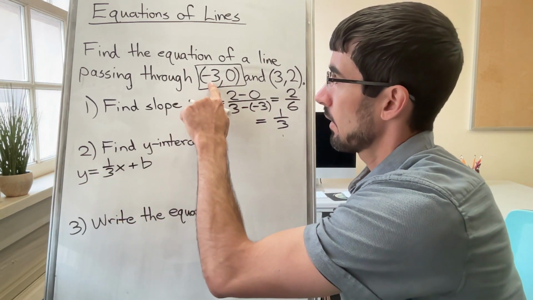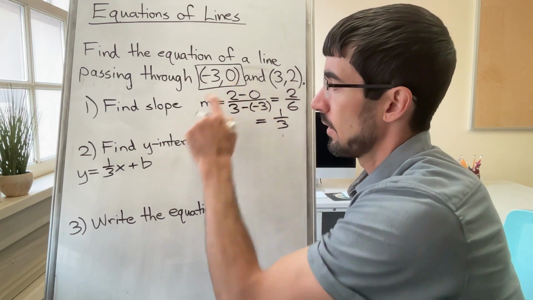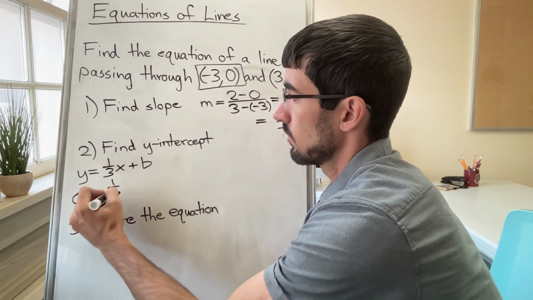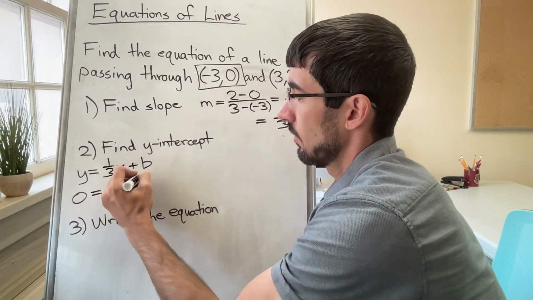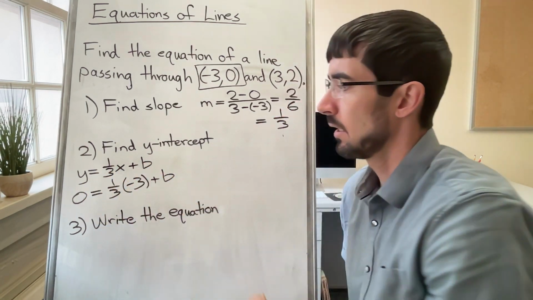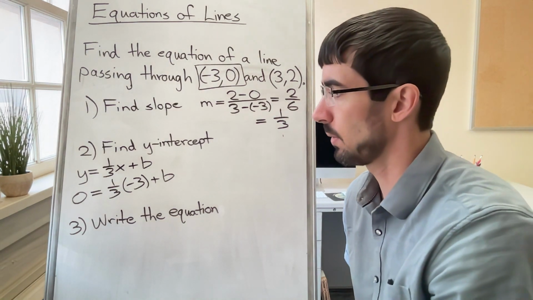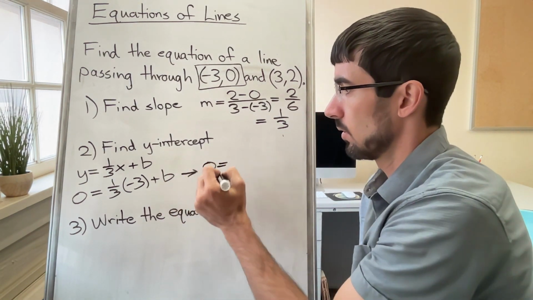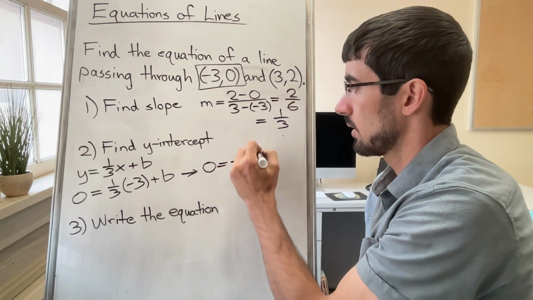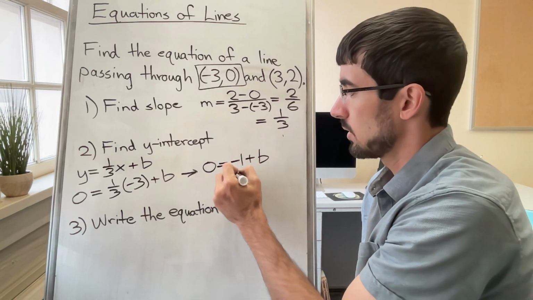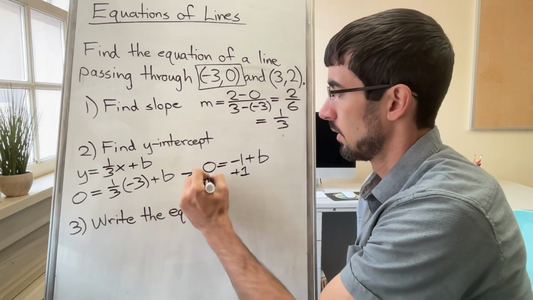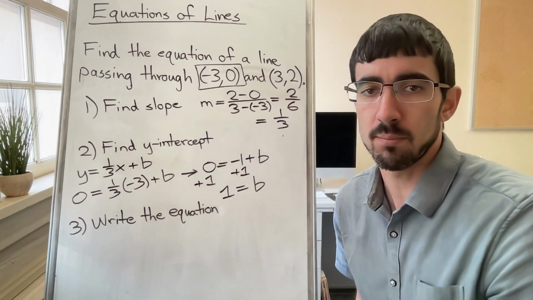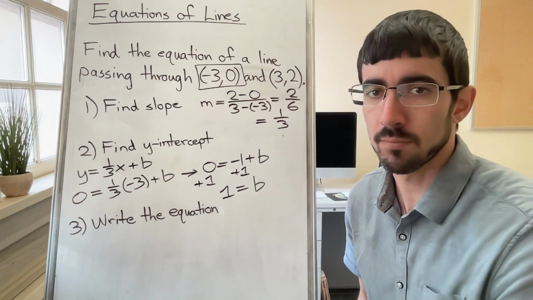for y. x is -3, y is 0. Let's plug that into this equation. So 0 equals 1/3 times -3 plus b. That will allow me to solve for b. When I simplify this, I get 0 equals -1 plus b. So if I add 1 to both sides, we get 1 equals b, or b equals 1.